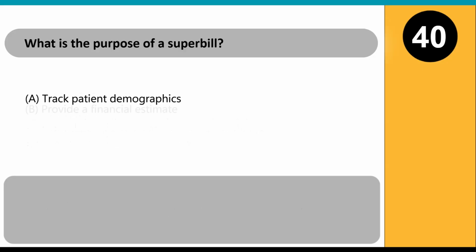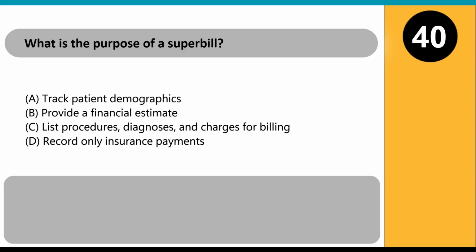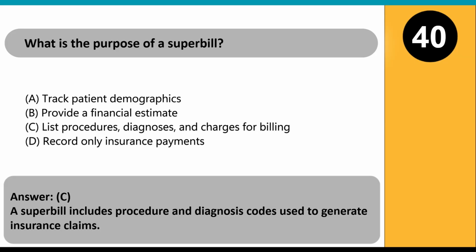What is the purpose of a superbill? A. Track patient demographics. B. Provide a financial estimate. C. List procedures, diagnoses, and charges for billing. D. Record only insurance payments. Answer C. A superbill includes procedure and diagnosis codes used to generate insurance claims.